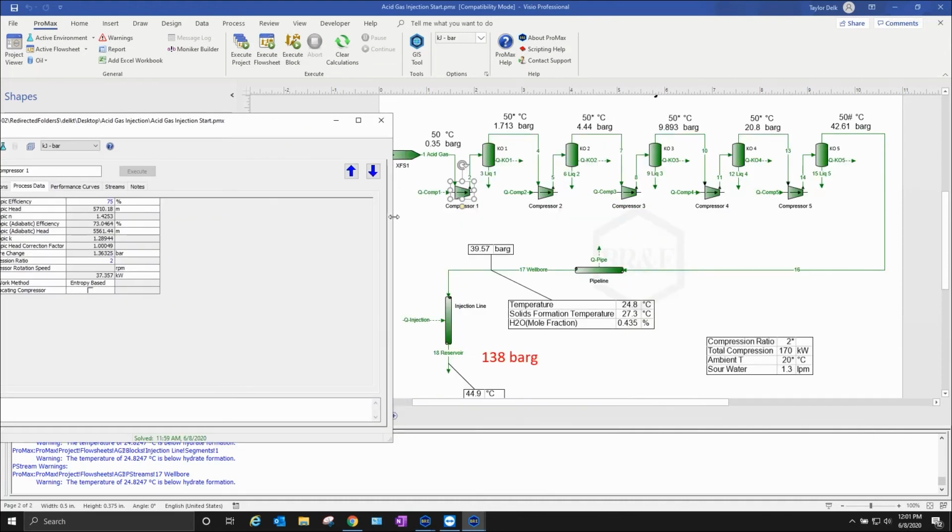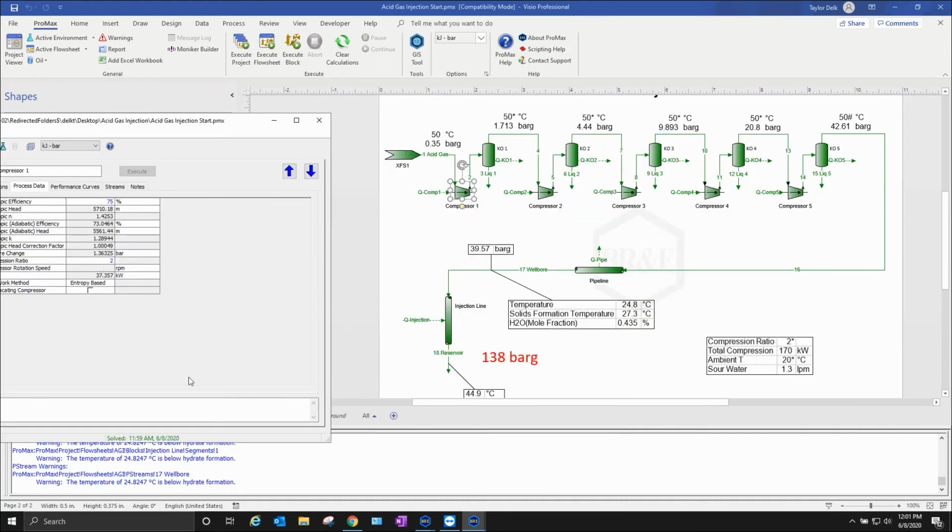So one thing we can do is go here and try 2.5 and see if that gets us where we need to be. That might be a little bit too high, so we might go back down to 2.4. We can do that guess and check process a few times until we get pretty close. But there's an easier way to automate that in ProMax.